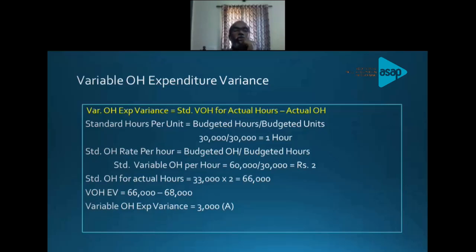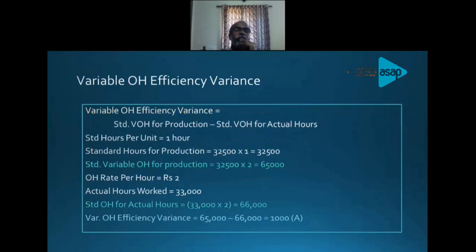Variable overhead efficiency variance. It is standard variable overhead for production minus standard variable overhead for actual hours. We have computed standard hours per unit, 1 hour. Standard hours for actual production is 32,500. That is also calculated earlier. Standard variable overhead for production is 32,500 into 2. That is 65,000. It has already been calculated.